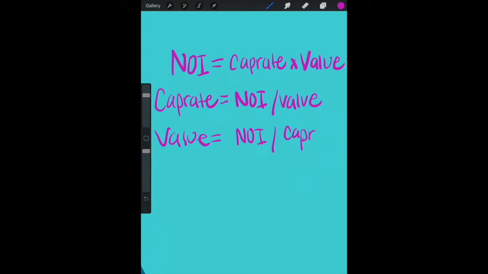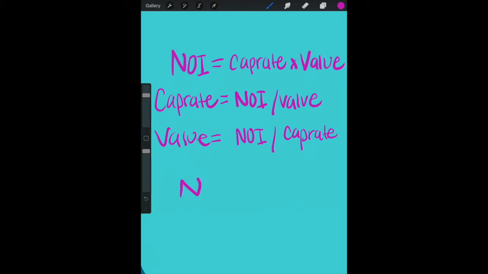So the first one is multiplication, so it doesn't matter which order it goes in, cap rate times value or value times cap rate. And then the other two are just simple division divided by the other. Just remember that they're both NOI divided by, and then just fill in the blanks. So just take a screenshot of this little chart and memorize that.